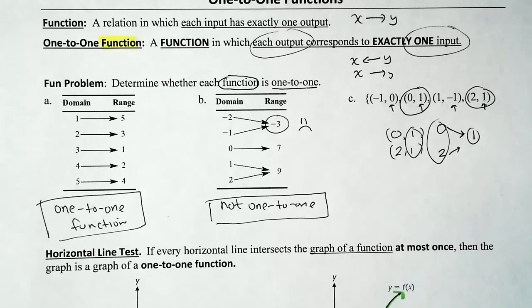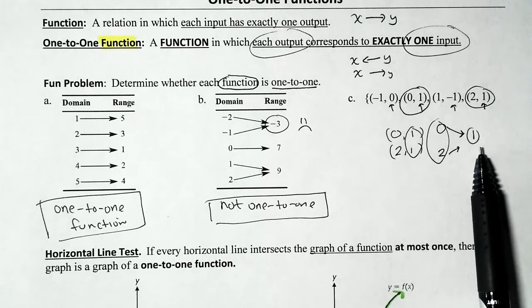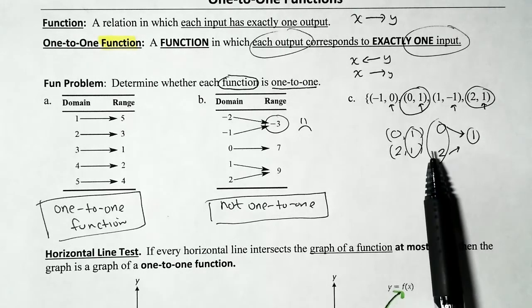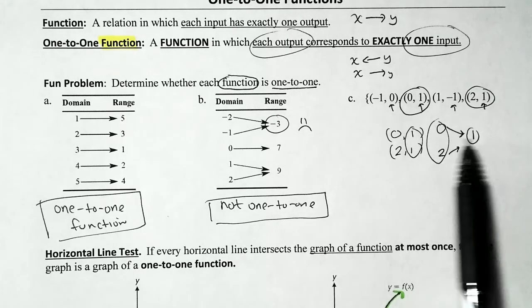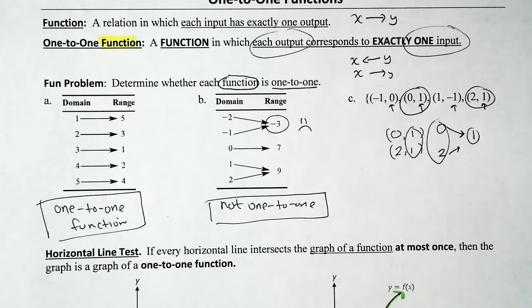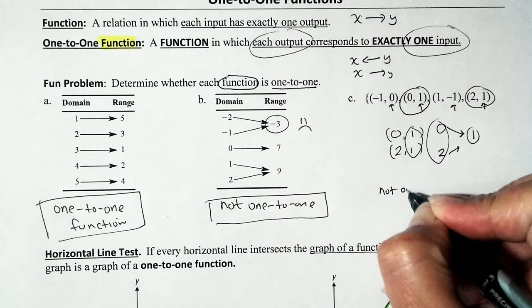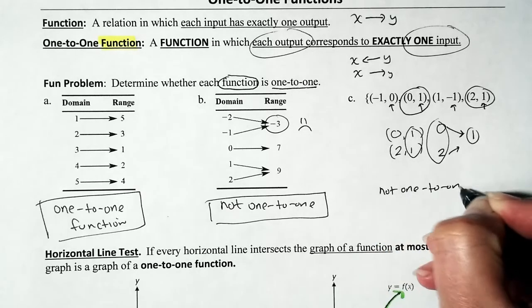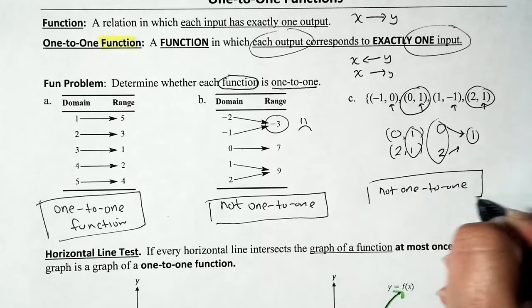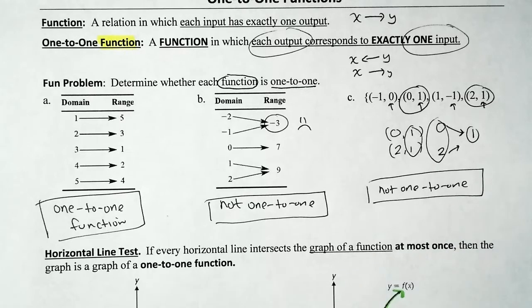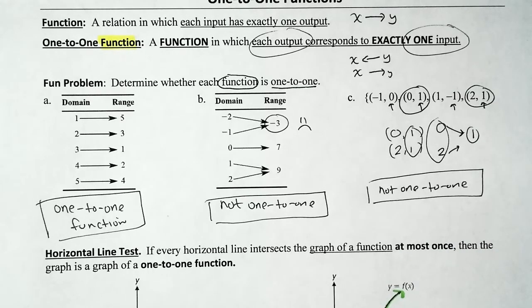Okay, so what is a one-to-one function? A one-to-one function is a function where each output corresponds to exactly one input. And in this case, the output is coming from more than one input. So this one is also not one-to-one. So not one-to-one. Cool. So are we done? Of course not. We're still going to continue our one-to-one function unit.